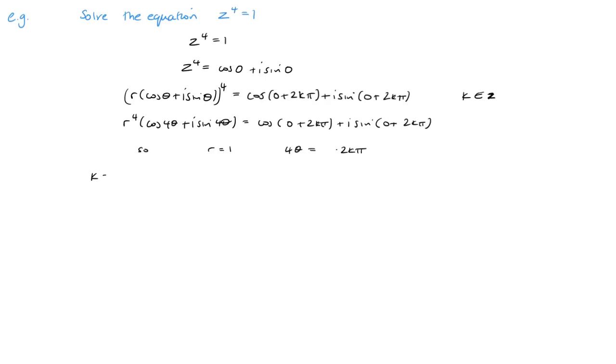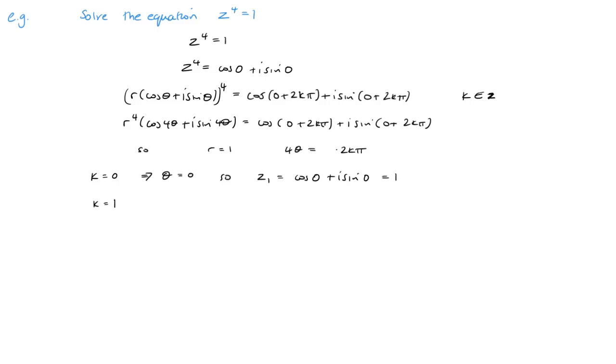So we'll start off with k equals 0. This we've technically already found. When k equals 0, then theta equals 0, because the right-hand side is 0, so theta must be 0, since 4 times 0 is 0. So z1 is equal to cos 0 plus i sine 0, which we know is 1. So that's the first one done.